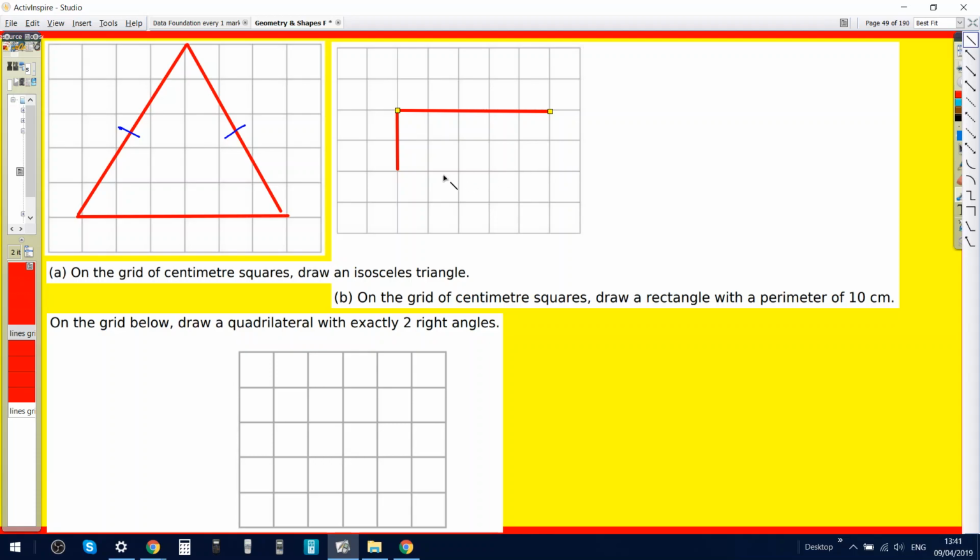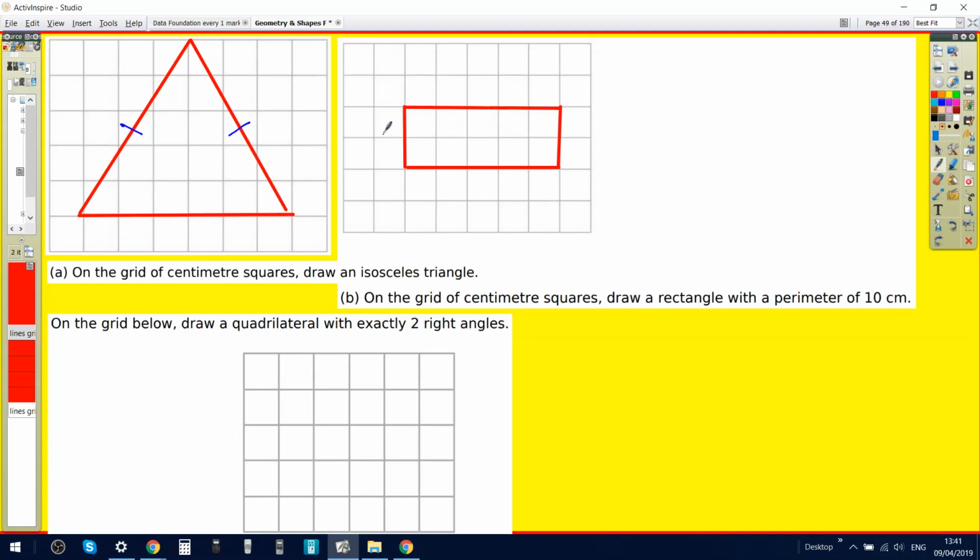We want a total of 10. So 2 up, 5 along. Oh, so you're still thinking of area. Perimeter is the length around the side. Around the side. Right, I see.